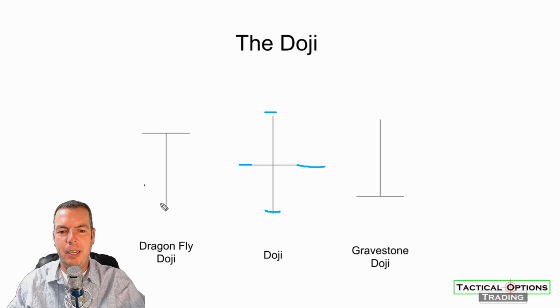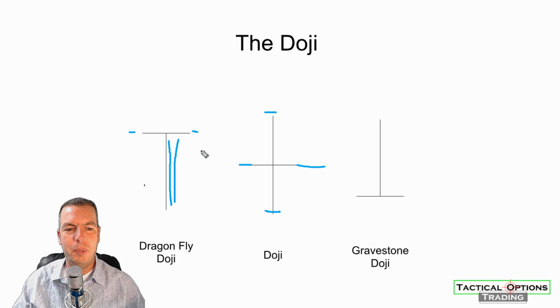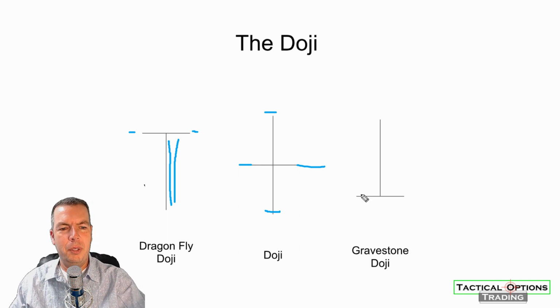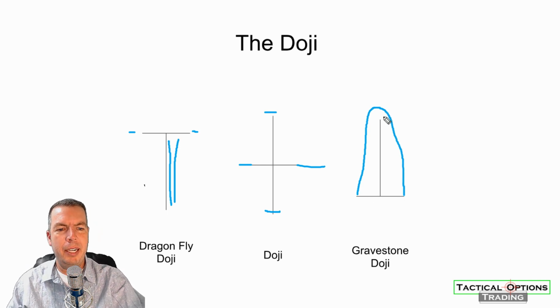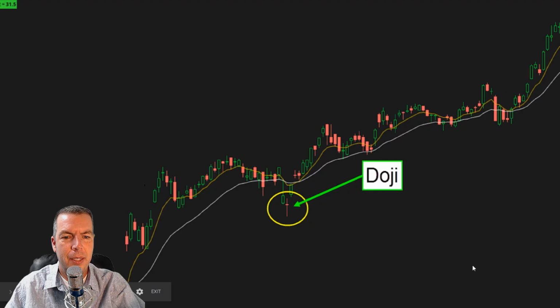So we have different types of dojis. The one on the left would be a dragonfly doji. It's kind of symbolic of a dragonfly. So we opened up at this point, traded down, and then turned around and actually traded right back up to that open price, and we closed right where we opened. So this would be a gravestone doji. Obviously you can see why they come up with the gravestone doji. But we opened up here, we traded higher, and then we traded right back down, and we closed lower. So there's a doji right there.